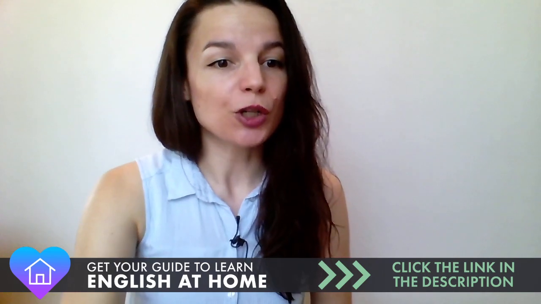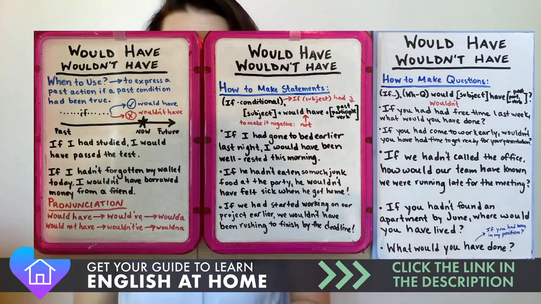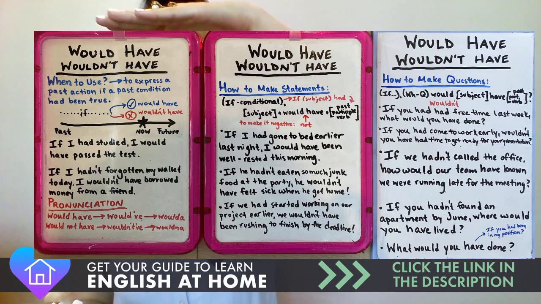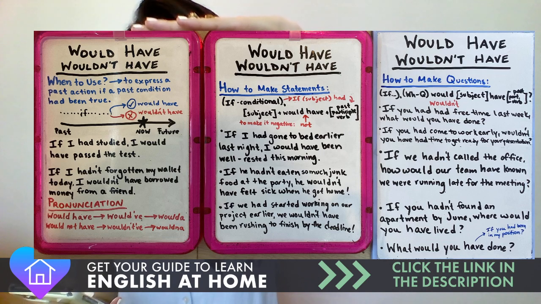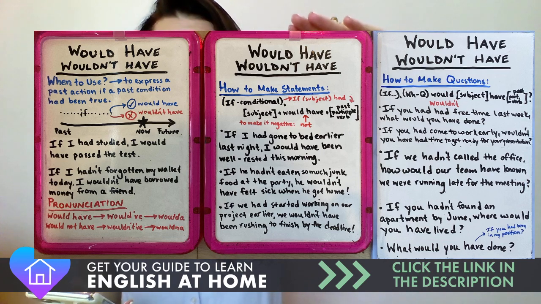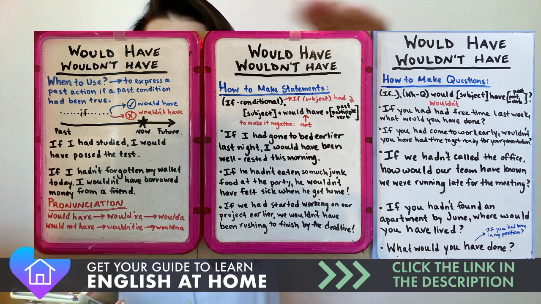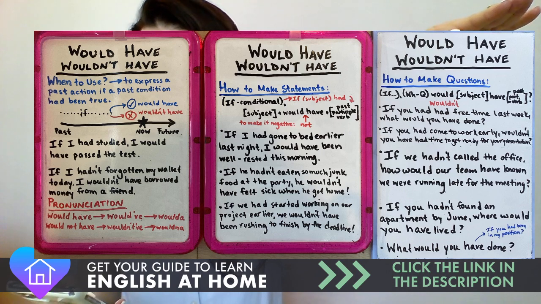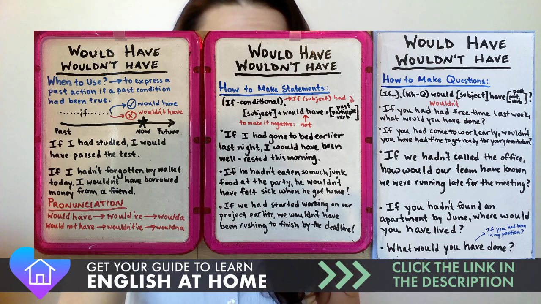So I'm going to show you today's lesson boards. As I said, today's topic is would have and wouldn't have. This will be the flow for today's lesson. First, I'm going to talk about when to use would have and wouldn't have. This is kind of a tricky grammar point, a little bit of a challenge. So we'll start by talking about when to use it. Then we'll talk about would have and wouldn't have and how to make statements. Finally, we'll talk about how to make questions with this. Okie dokie. So let's get it started.